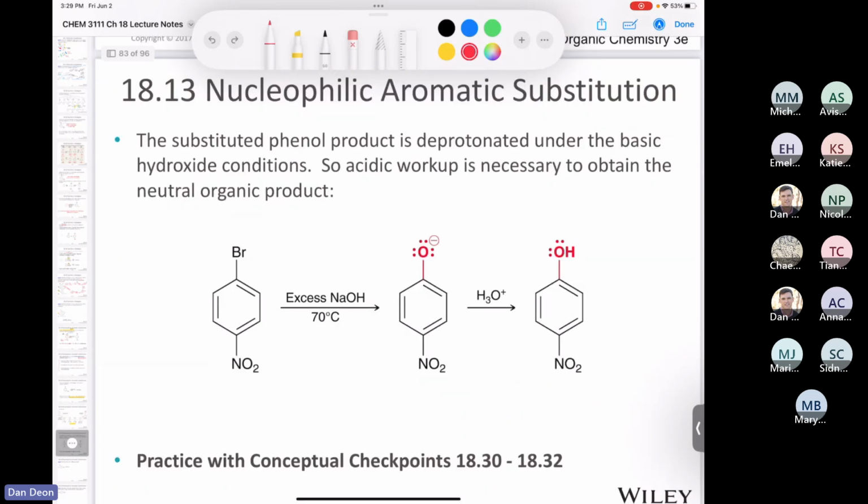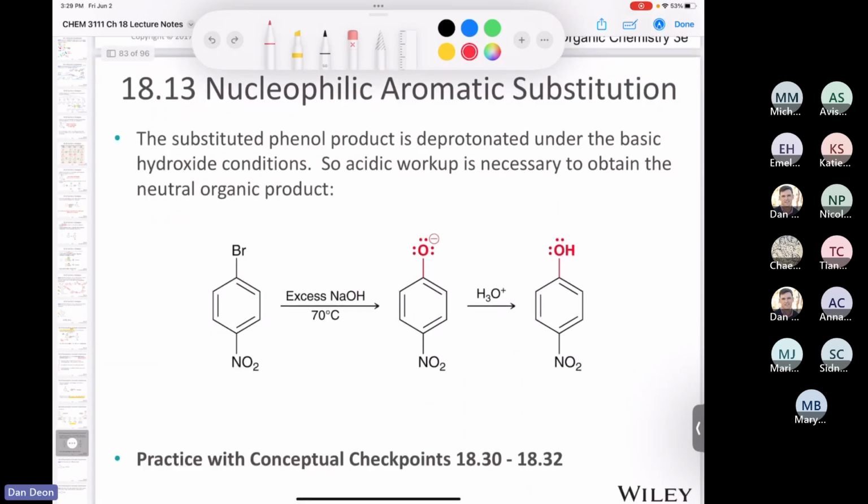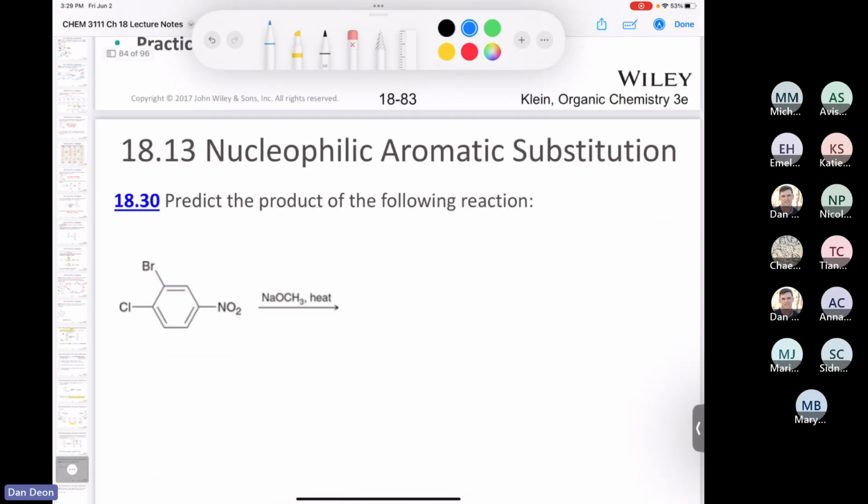And I'll show you that right here. So again, once you make the phenol, it gets deprotonated to make the phenoxide. So you call this a phenoxide. And then you do a proton transfer. So of course you take your H3O plus, so you throw acid in at the end of the reaction, right? And that's just going to do a proton transfer like this and regenerate your phenol. So it's a two-step process, right? A two-step process that occurs here.